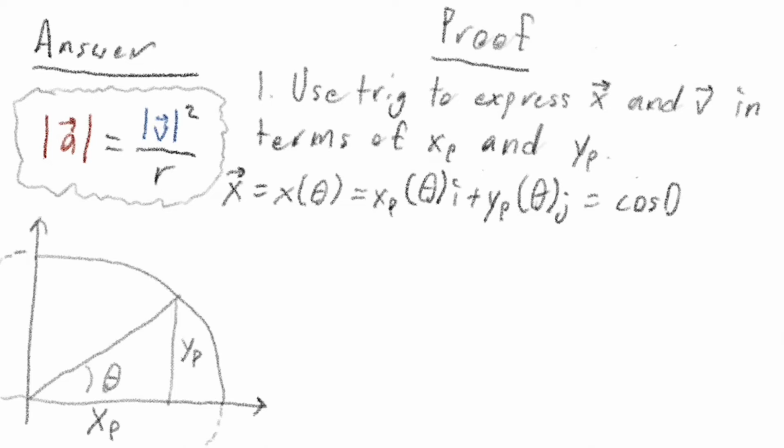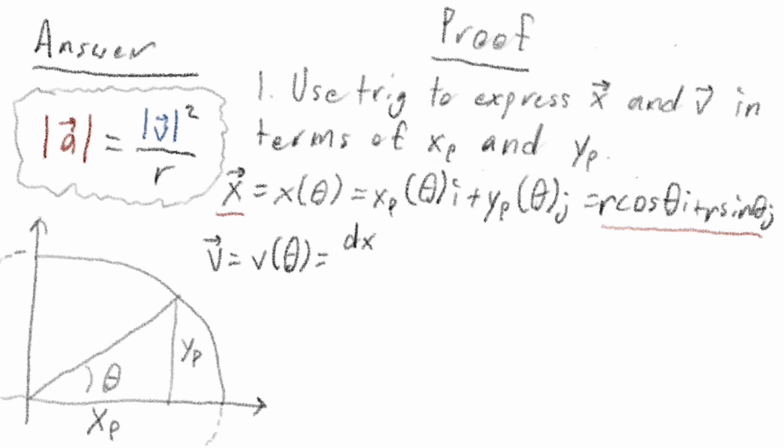From trigonometry, since x over r, the radius of the circle, is cosine of theta, you can see that the x component of the vector is r cos theta, and similarly the y component of the vector is r sine theta. With this setup, deriving v is pretty easy.